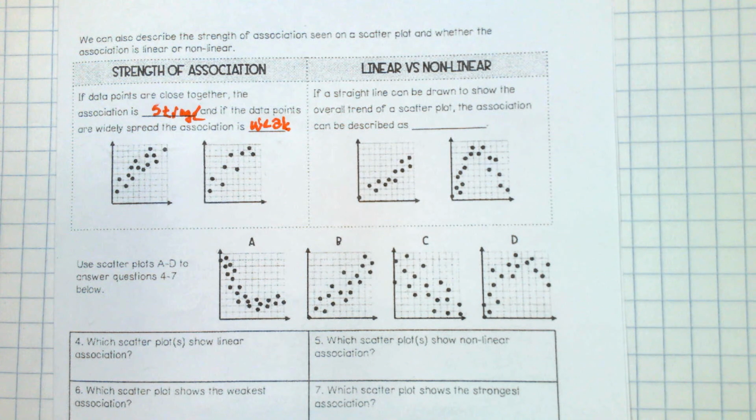And next year in algebra, you're going to expand on this and you're going to learn about the correlation coefficient. Sounds like a fancy word. All that means is a number, and that number describes are the data points close together, and how close together are they, or are they spread out, and how spread out are they? Real quick, let's just see here.